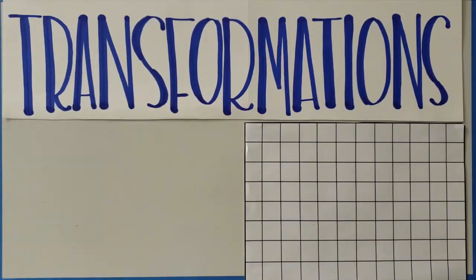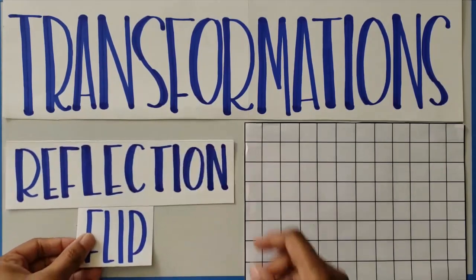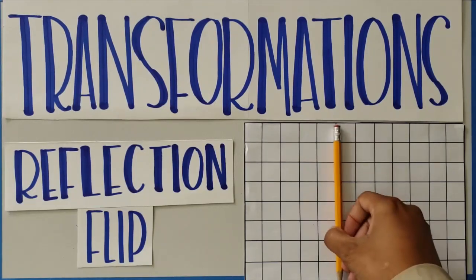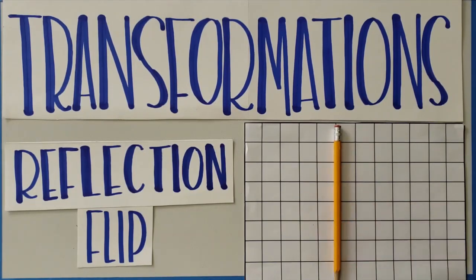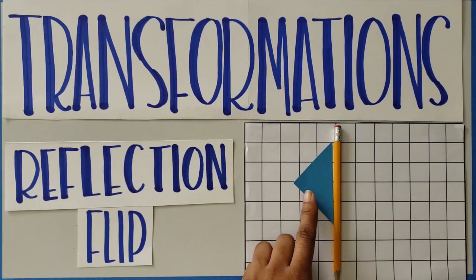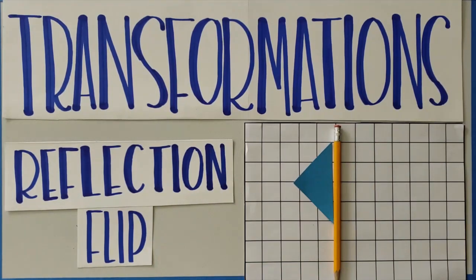Next, we have reflection. To reflect a figure, flip the figure over a line called the line of reflection. We use the pencil for a line of reflection today. Here's my figure. I'll start with it on this side, and now I'm going to flip or reflect it to the other side. Now all points in the figure and pre-figure must be an equal distance from the line of reflection. Here's what that means.